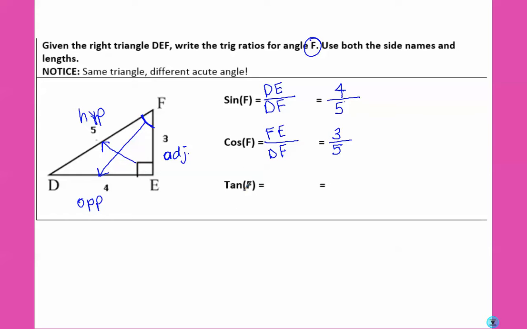And then tangent of F, opposite is DE over adjacent, which is FE. And so we have a ratio of 4 over 3.